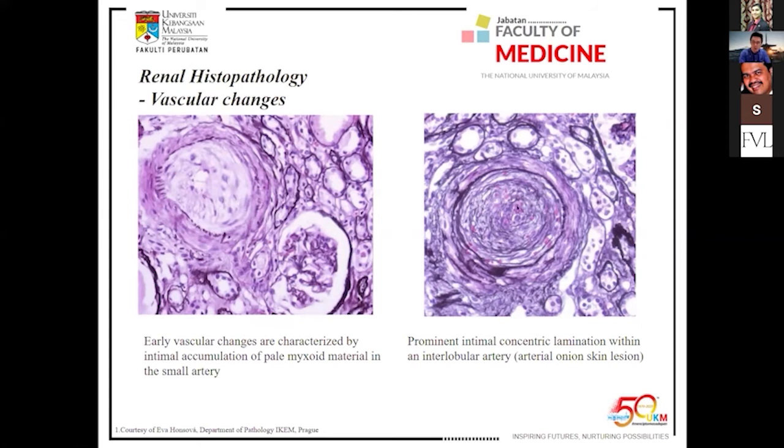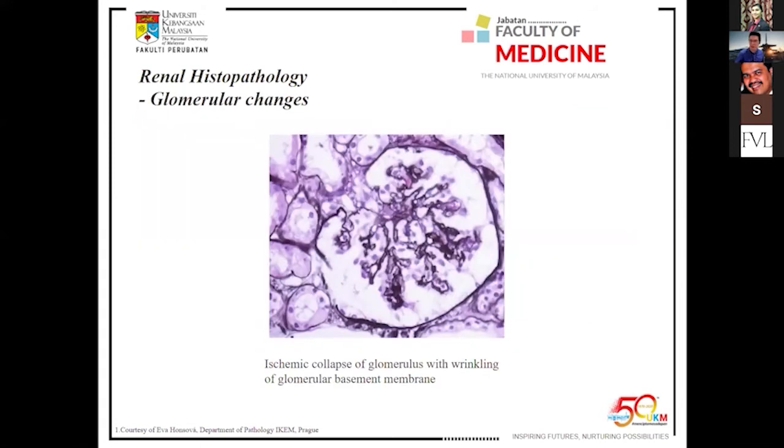But eventually, in the late stage of disease, you will see all this concentric lamination, and this is the classical onion skin lesion, which is a very common question that comes up in the master exam. So I think you should take a look at it and remember how it looks. So just as I mentioned, mainly it's a vascular lesion. Glomerular changes are confined to these ischemic changes.